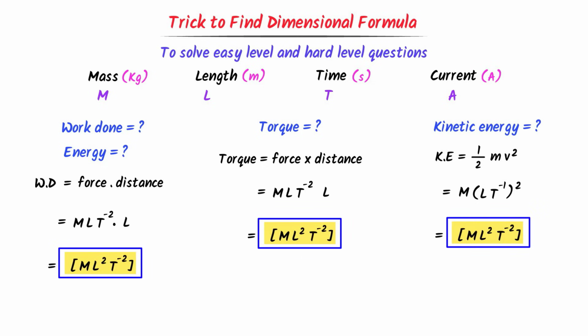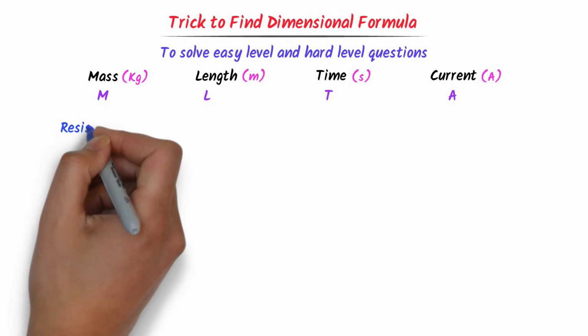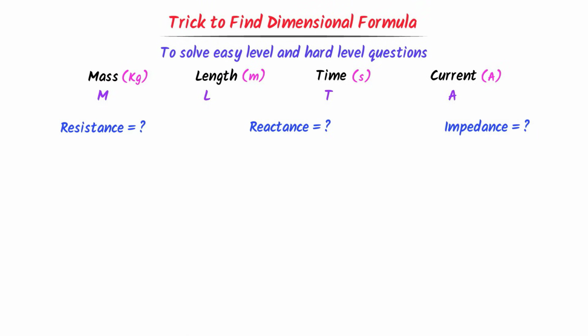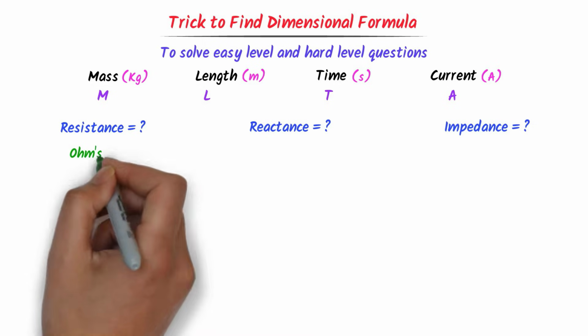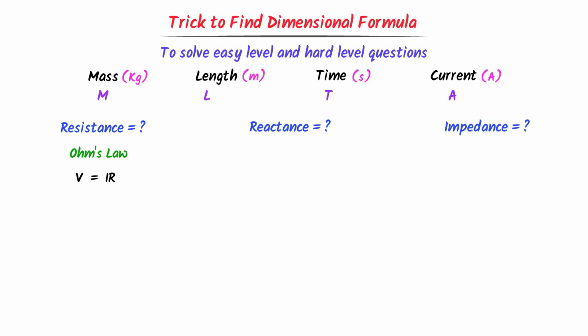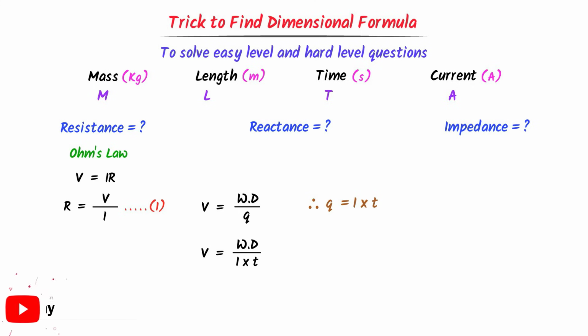So note it down. Finally, find the dimensional formula of resistance, reactance and impedance. Well, according to Ohm's law, V is equal to IR or R is equal to V upon I. Let this be equation number 1. We know that voltage is equal to work done upon charge. Also we know that charge is equal to I into time. So I write V is equal to work done upon I into time. We already calculated the dimensional formula of work done, which is M L^2 T^-2.